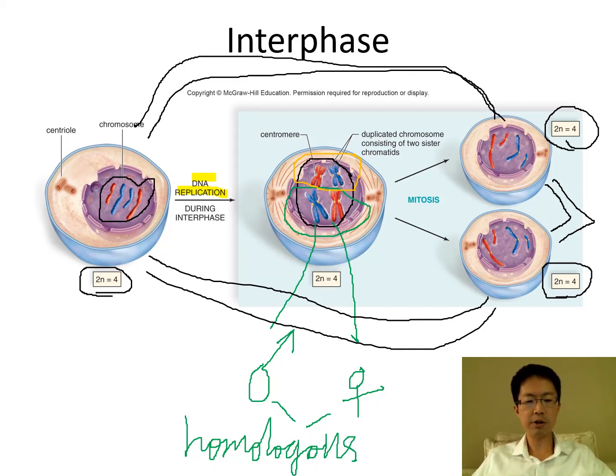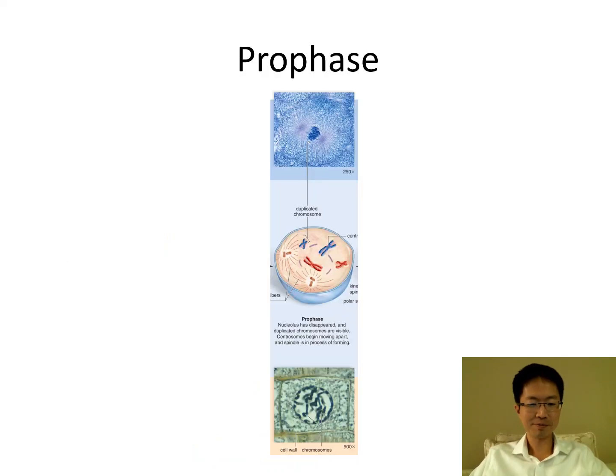So 3 points, okay? Let me repeat. One mother cell will become 2 daughter cells. Second point, the number of chromosomes is the same. If the mother has 4 chromosomes, the daughter cell will have 4 chromosomes. Number 3, the daughter cells are identical to each other, and each daughter cell is also identical to the mother cell. So these 3 points are like the summary of mitosis.